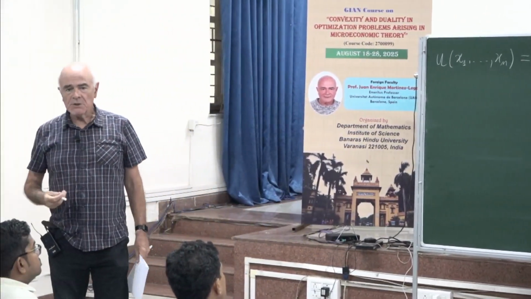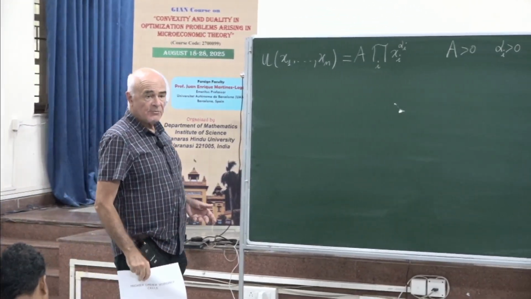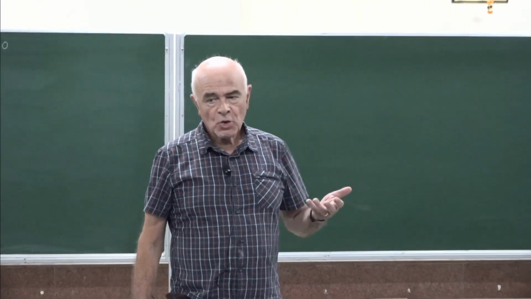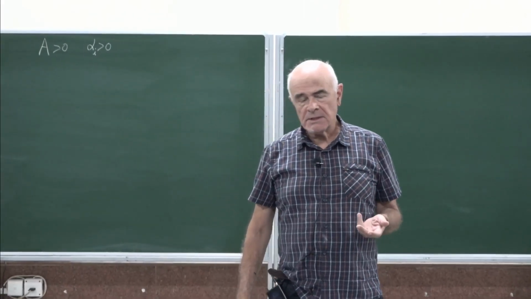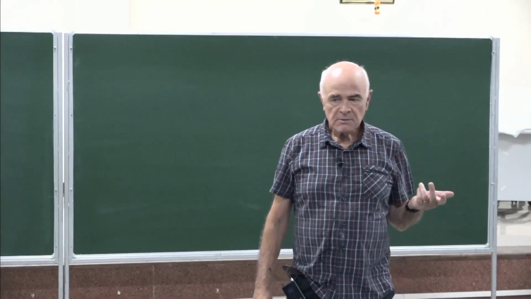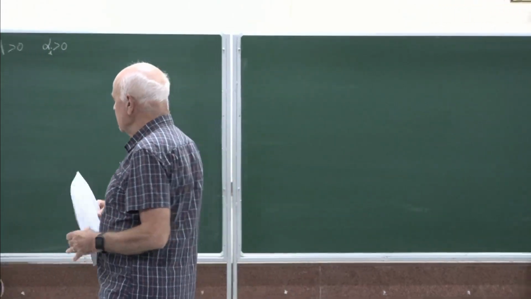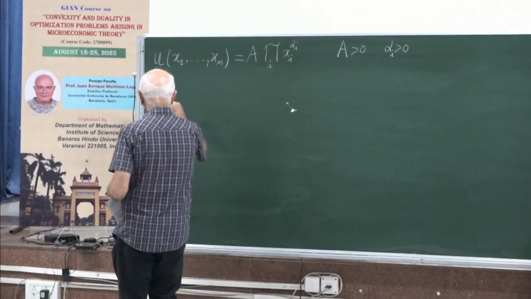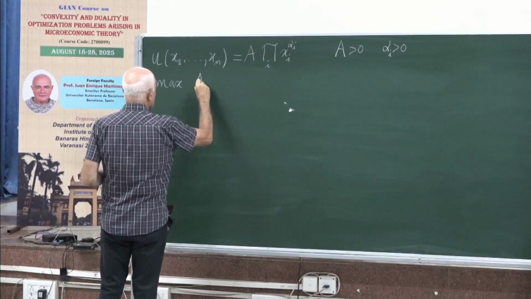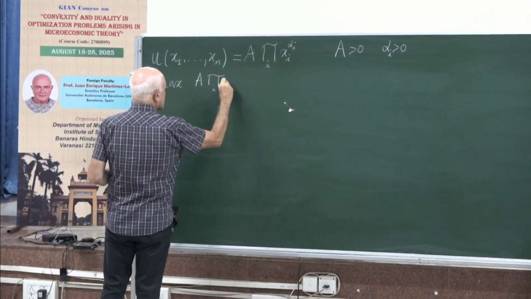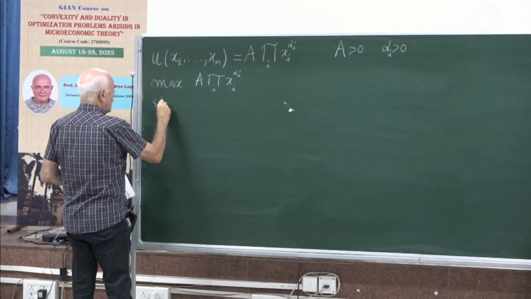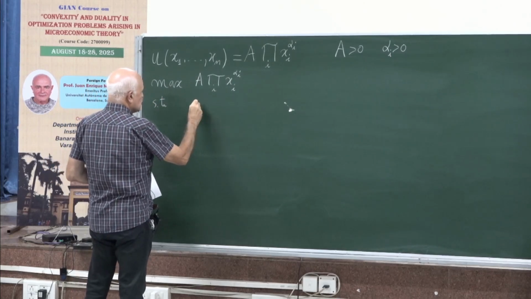for this utility function. By the way, this is a nice utility function because it's always quasi-concave. Even concave when the sum of the alphas is less than or equal to 1. But in general, quasi-concave. It's also non-decreasing and continuous. So it's very nice. And then we are going to solve the problem of maximizing u subject to the budget constraint.